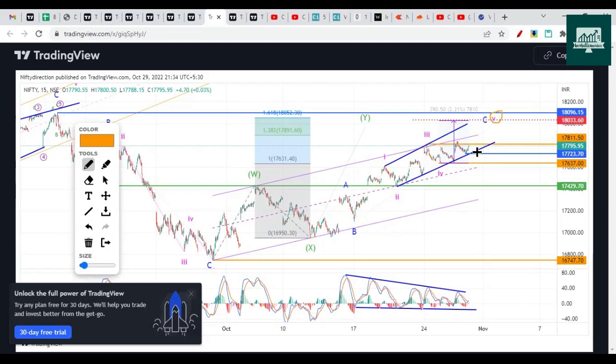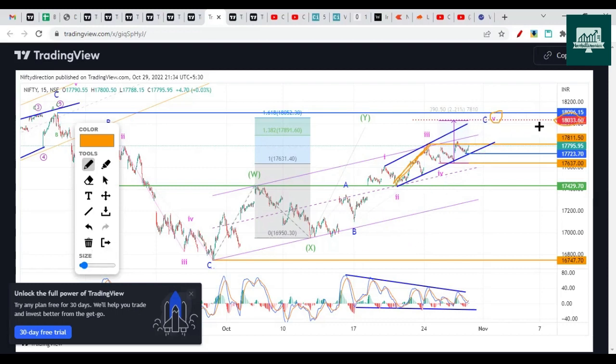So here there is a catch. It should not break 18,033. That is the length of this particular third wave. In Elliott Wave, wave 5 cannot be greater than the third wave, as wave 1 is already a bigger wave. The third wave cannot be the shortest wave. That is the rule in Elliott Wave theory. So with this chart, we are saying that if Nifty breaks 18,035, we can assume that this wave count is wrong and we should look for something else.